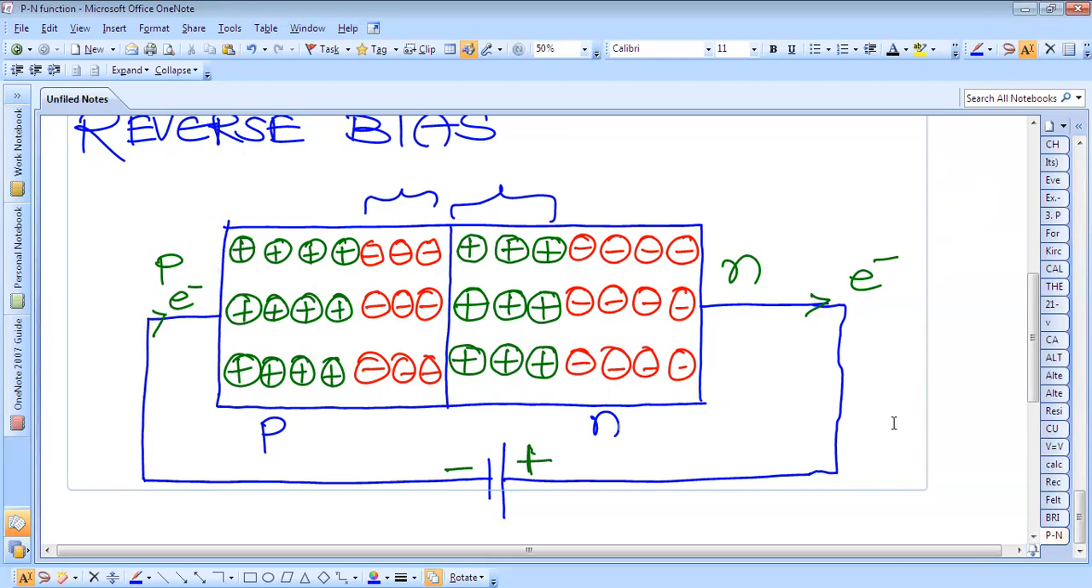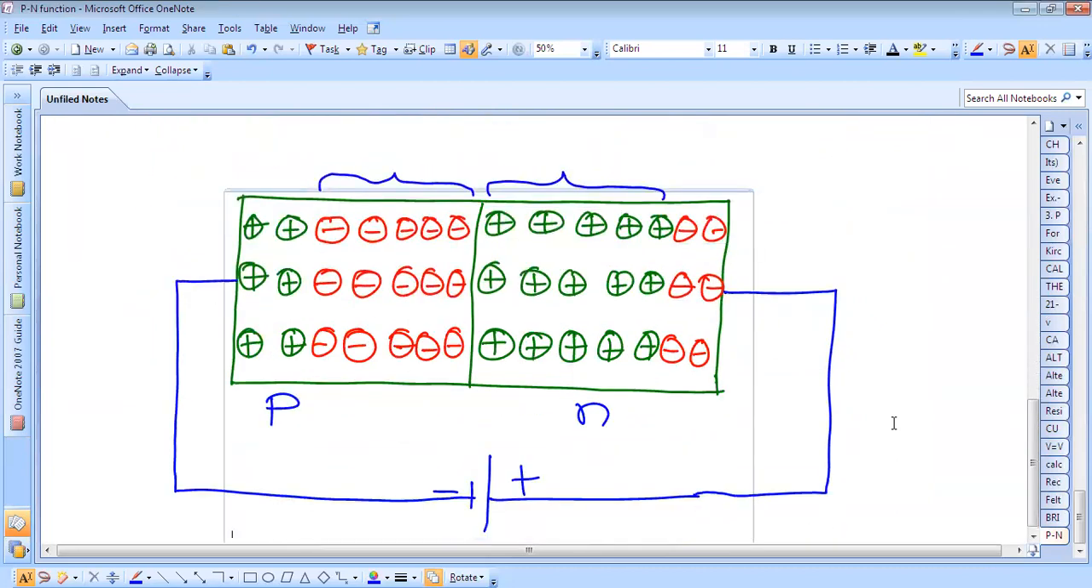So when such a situation prevails, what will happen? The situation will be like this. In this case, we can see that the layer of the electrons on this side increases, and the layer of the holes on this side increases. So this is called the depletion layer, or the space charge region.